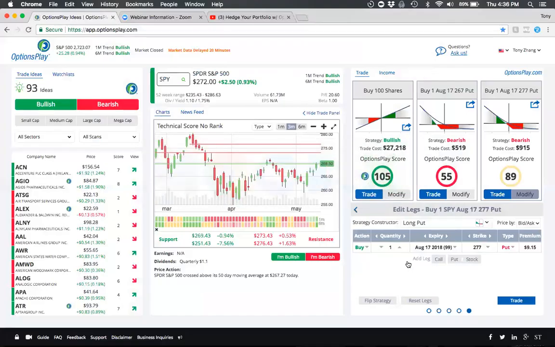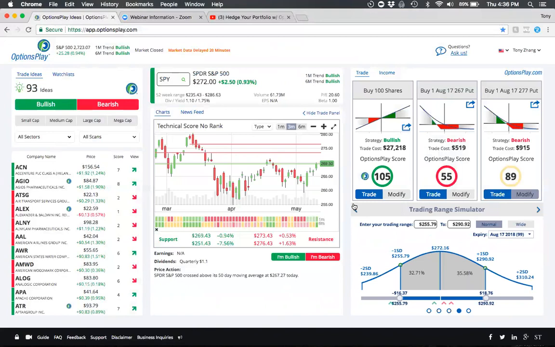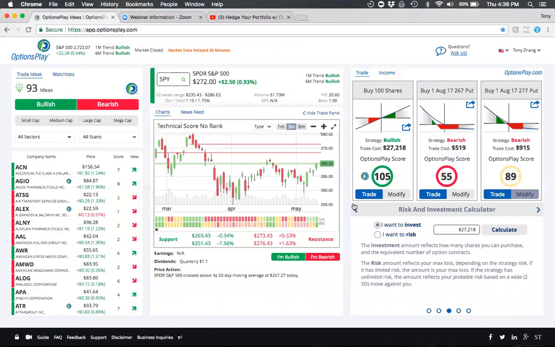So I want to show you how to use our tool to do that. For those of you that are new to Options Play, there are different tabs here at the bottom that are designed to help you adjust each one of these strategies. And one of these is called the risk and investment calculator. It's the third dot from the bottom, for those of you that have never used this. And what you want to do is use the invest button. So you definitely want to put in your portfolio value here. This is how much your portfolio is worth today. So let's say you have a $300,000 portfolio, you can put that in.